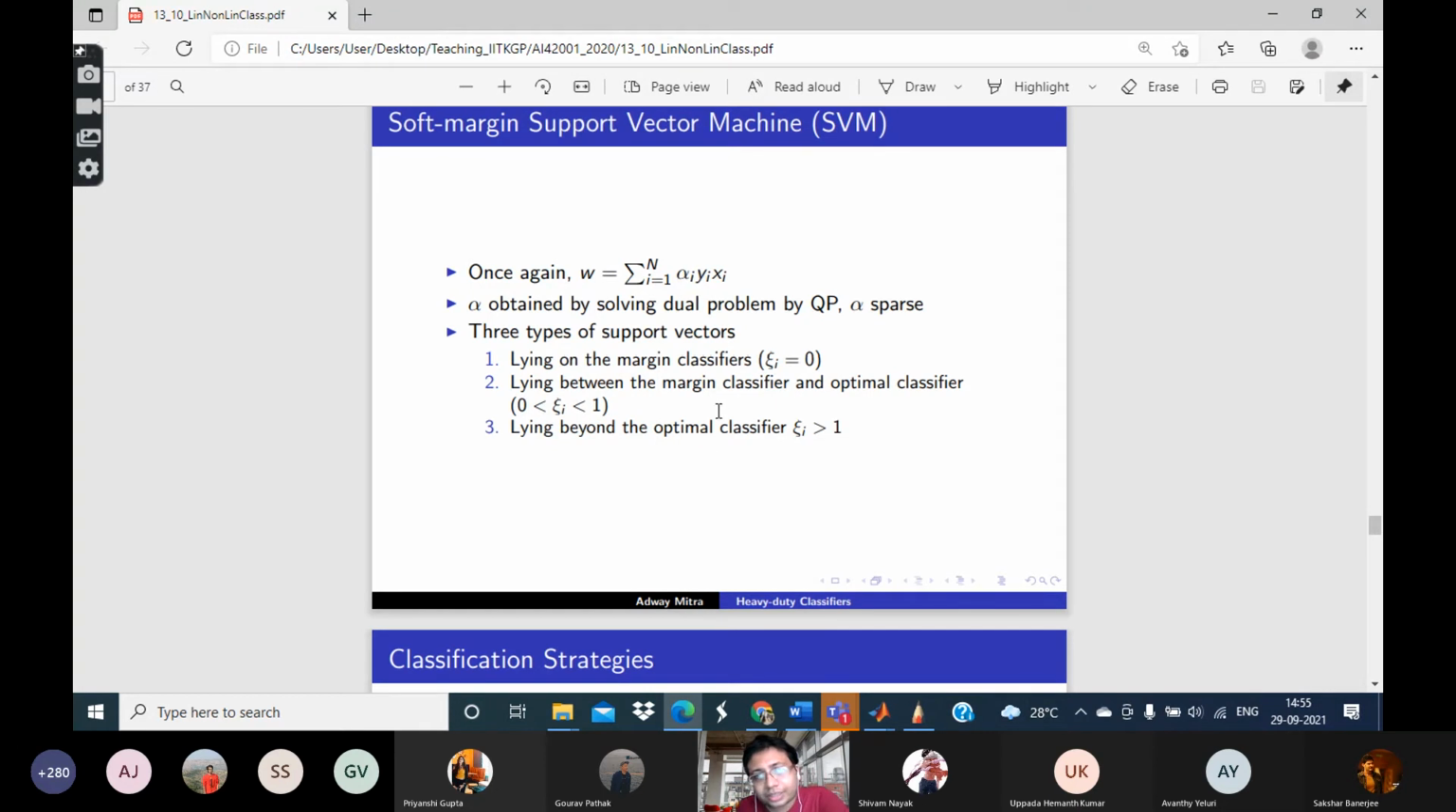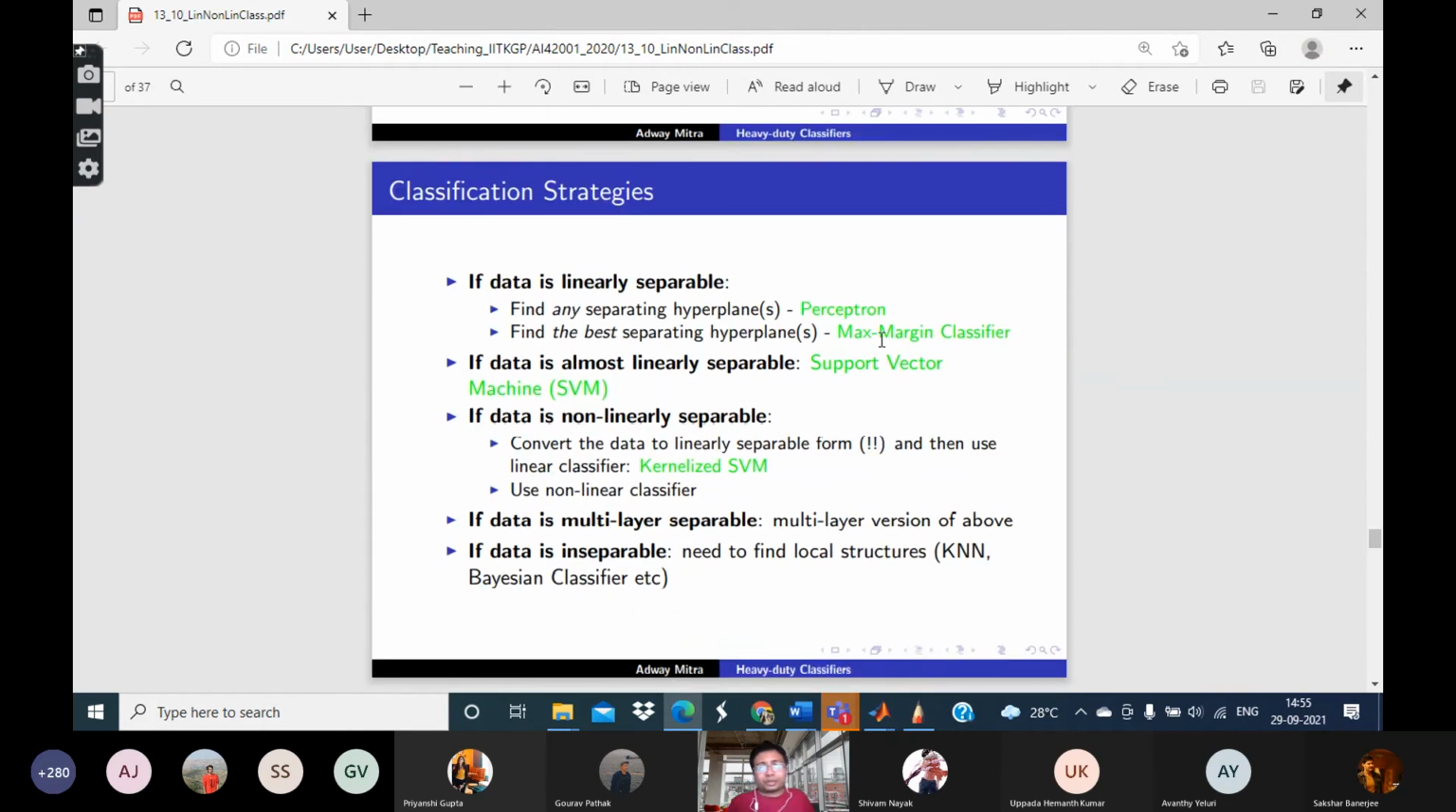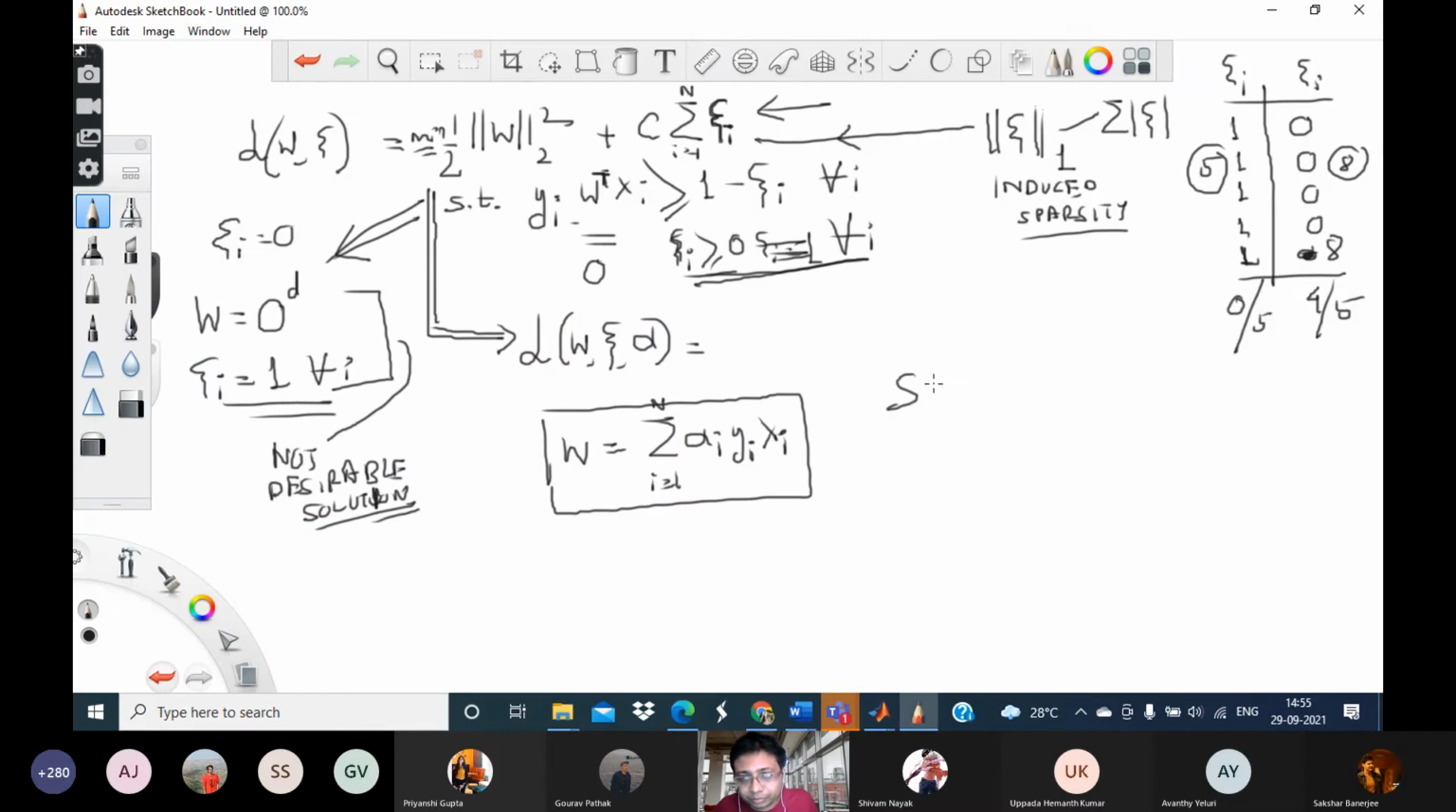For all these sets of points, they are going to be the support vectors in this case, and for them alpha is going to be positive, non-zero. This formulation is basically known as the soft margin SVM formulation. Note that once I get the alphas, the formulation for W remains unchanged, and in the test phase also the functioning remains unchanged.